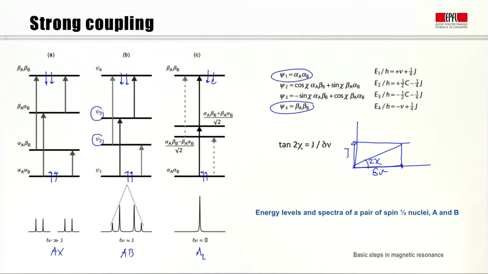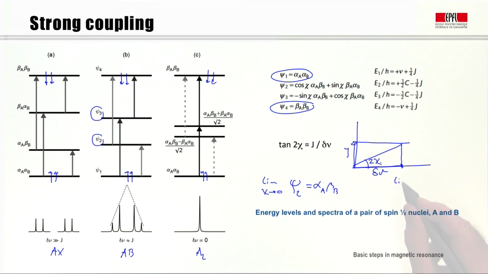So you can immediately see when the J coupling goes to 0 or becomes much smaller than the difference in chemical shifts, then psi goes to 0. So the limit of psi going to 0 means that if we take state psi2, the cosine goes to 1 and the sine goes to 0, and this is a pure alpha beta, alpha for spin A and beta for spin B.